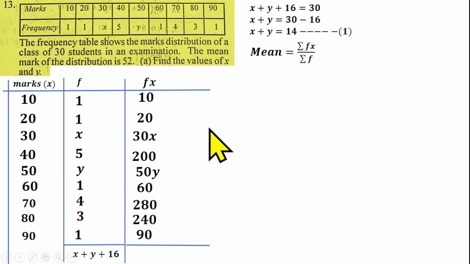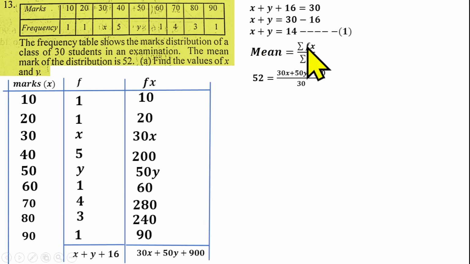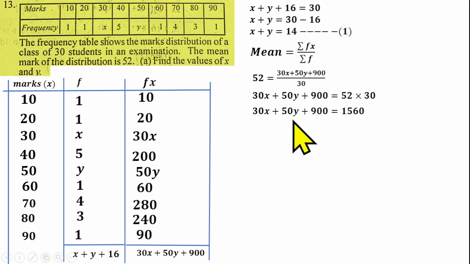Then we have to sum this together. If you sum and collect like terms, you'll be having 30x plus 50y plus the sum of the constants, which will give us 900. So if you now put that into this formula, our mean is given, which is 52. You have 52 equals the summation of fx, which is 30x plus 50y plus 900, over summation f, which is 30. The sum of the frequency is 30. If you cross multiply from there, you'll be having 30x plus 50y plus 900 equals 52 times 30, and that should give us this.